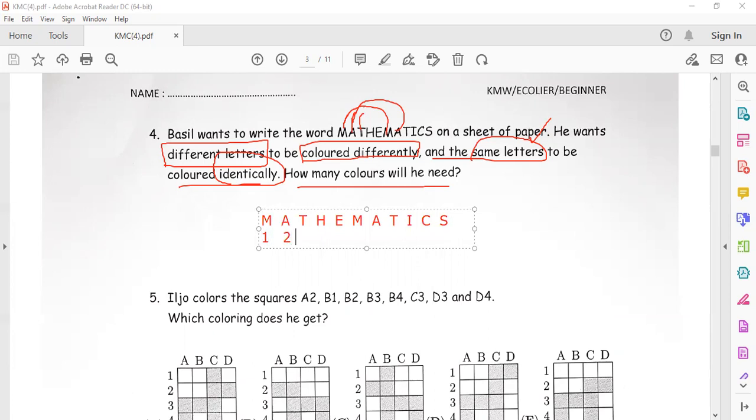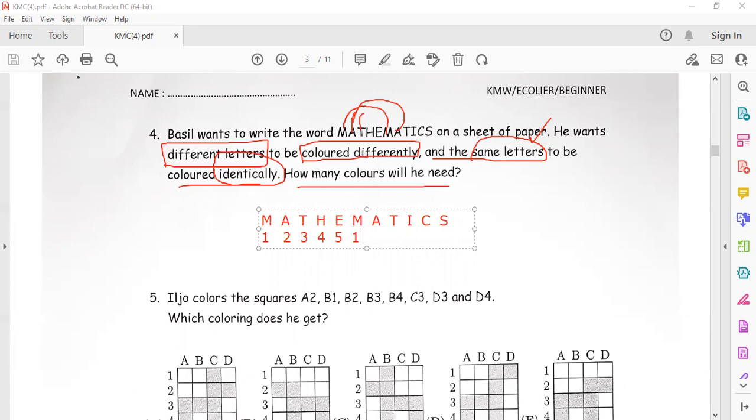A would be our second color pencil. T would be our third color pencil. H, so far no alphabets have been the same, so this would be our fourth color pencil. E would be our fifth color pencil. Now pause for a while, wait and see. Aren't we getting back at M now? So when we see M again, what does that mean? We're going to use that first color pencil again.